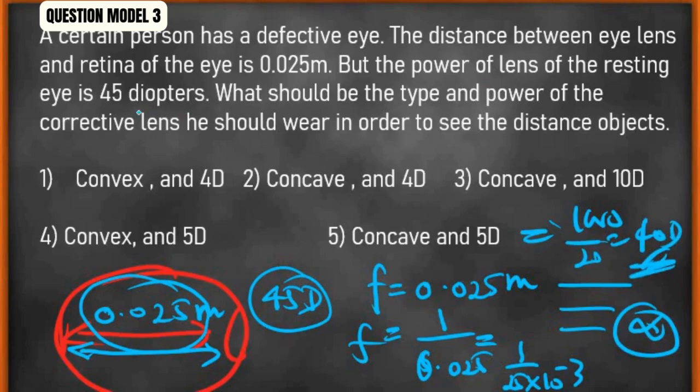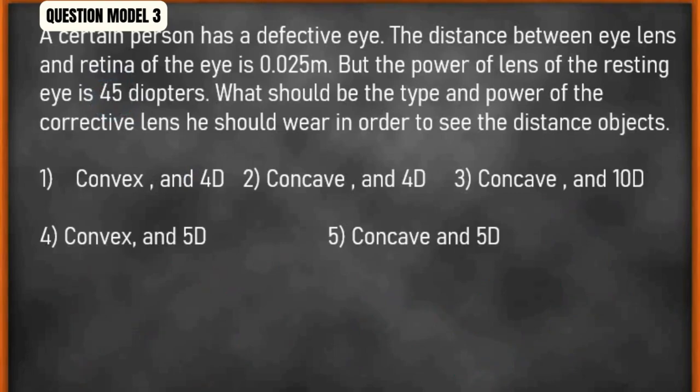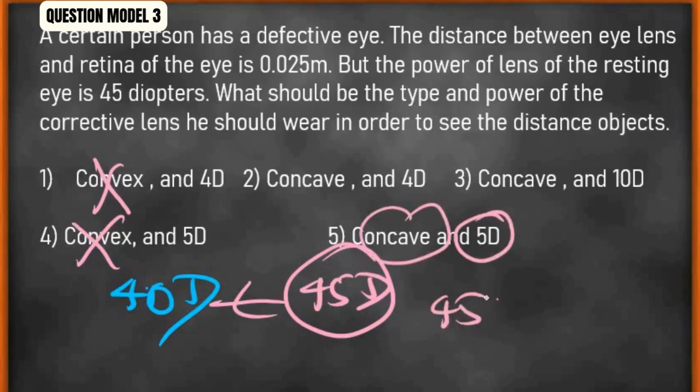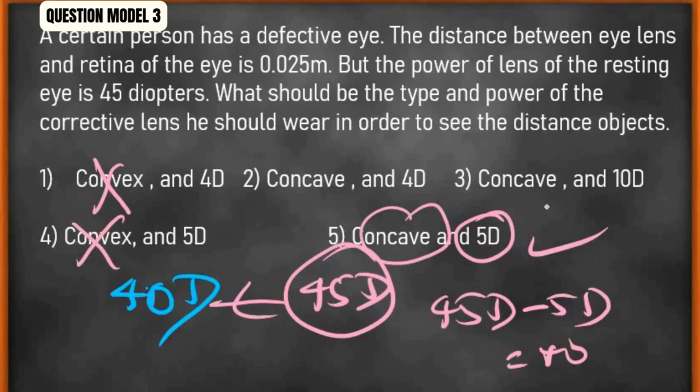So this is the requirement, and the eye actually has 45 diopters. That means it's much more powerful than the required power. So the required power is 40 diopters, and the current power is 45 diopters. So what we need to do is decrease the power. For that we need to combine it with a concave lens, not a convex lens, because a convex lens will increase the value. So we need to use a concave lens of 5 D. So what happens is 45 D minus 5 D becomes 40 D. So the answer is the fifth one, concave 5 D.